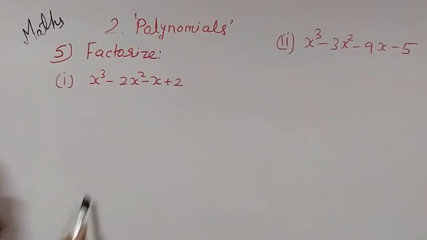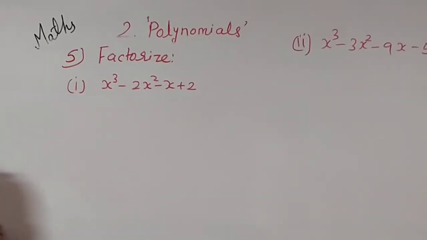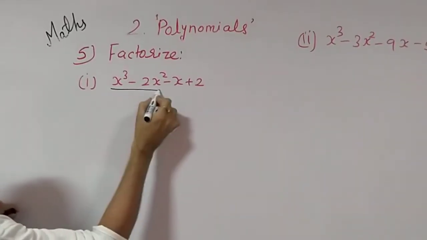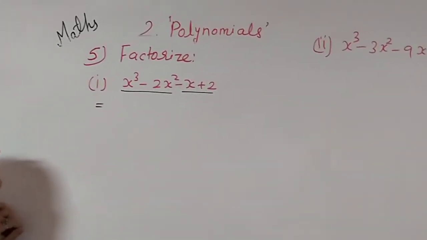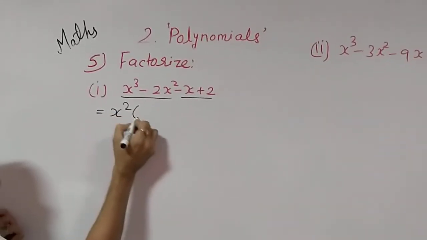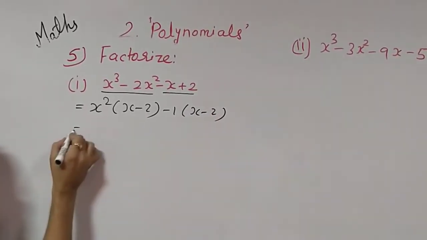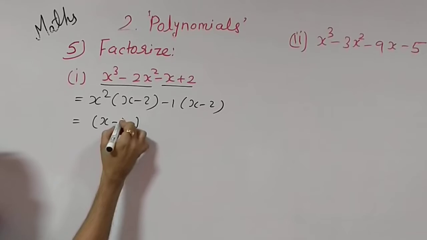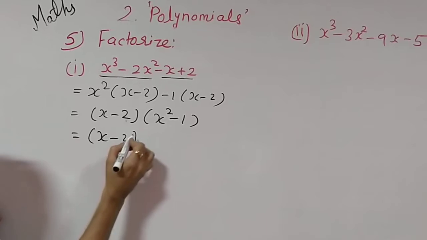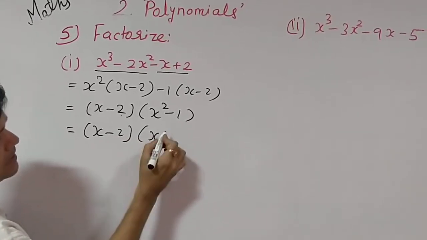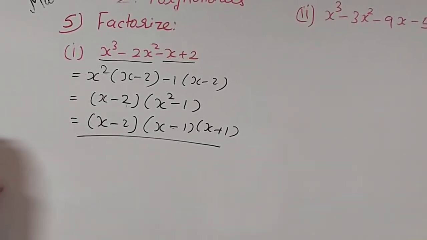Now fifth sum. Factorize. x cube minus 2x square minus x plus 2. See, first try to take common from 2. And if the remainder is the same, then you can apply that method. What is common in the first two? x square, x minus 2, minus 1 common, x minus 2. So it is x minus 2 common. And what is left? x square minus 1. x minus 2, x square minus 1, which is x minus 1, x plus 1. You know the factor of x square minus 1. So this is very easy.